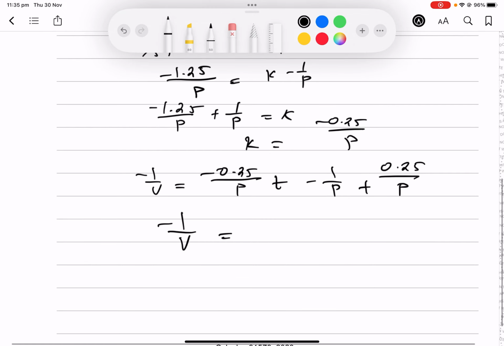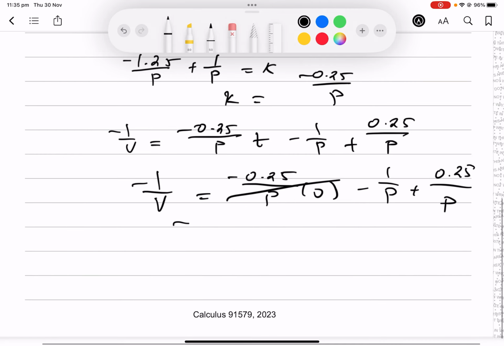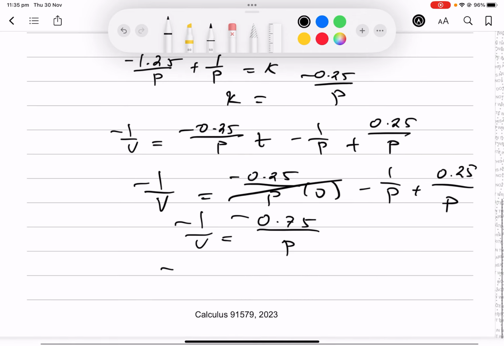So negative 1 on v equals negative 0.25 divided by p times 0, minus 1 on p, plus 0.25 divided by p. And what am I doing? So in this case, that's 0. Get rid of that. Negative 1 on v equals negative 1 plus 0.25, that's negative 0.75 on p. So now we can say that negative p equals negative 0.75 v. And now we can divide both sides by 0.75. Hopefully I didn't make any silly mistakes there.